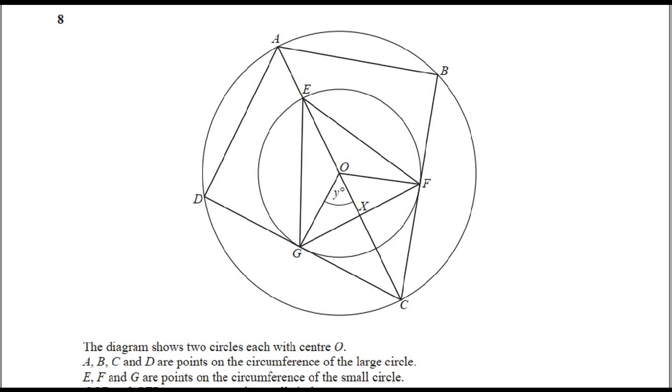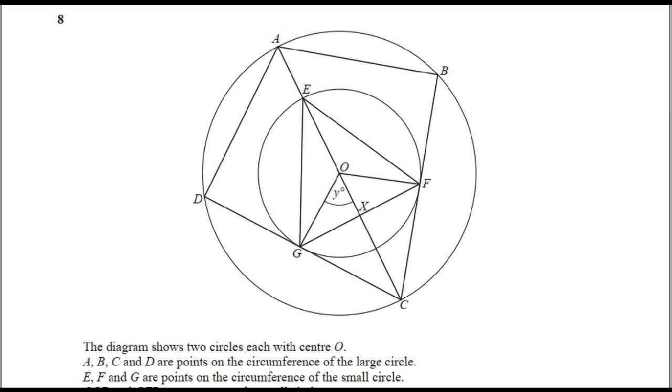Okay, so this is question number 8. Jumping to part A, which says: for each of these angles, find it as simply as possible in terms of y. Give reasons for your answer. So in the first part, we need to find angle GEO. So we need this angle.